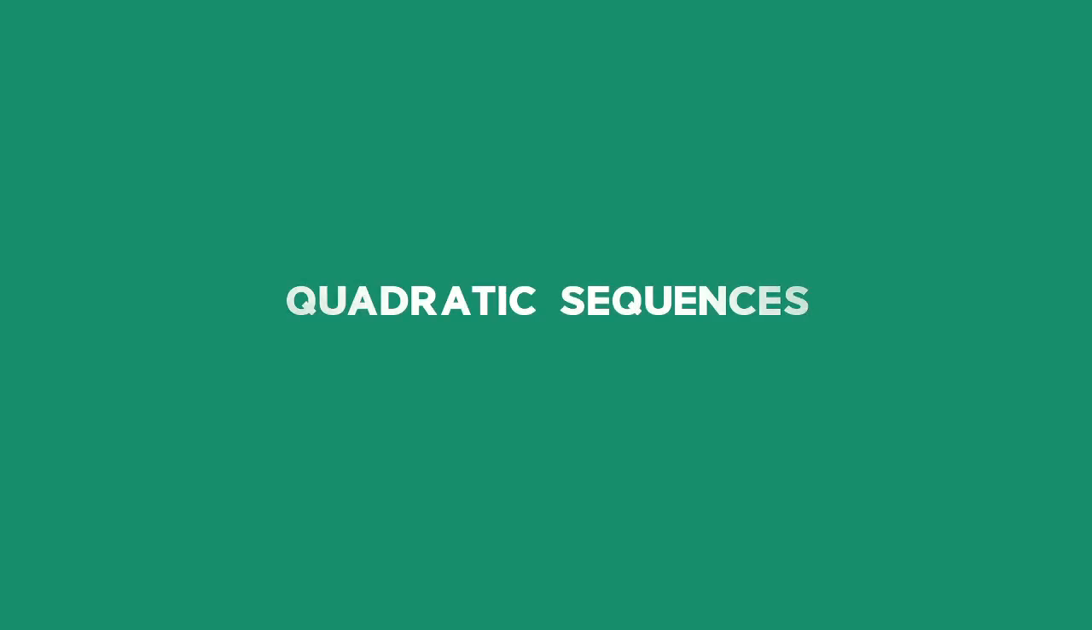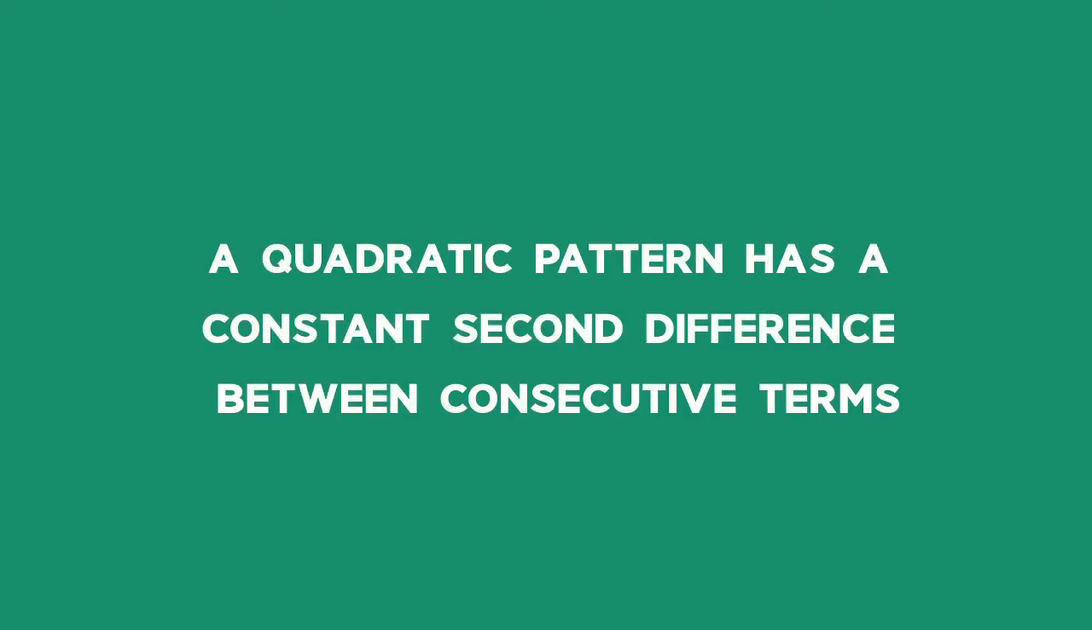Quadratic sequences. The definition of a quadratic number pattern is a number pattern that has a constant second difference between consecutive terms. The general form of a quadratic sequence is Tn is equal to an squared plus bn plus c, where n represents the term position.